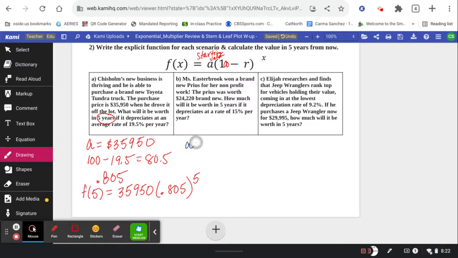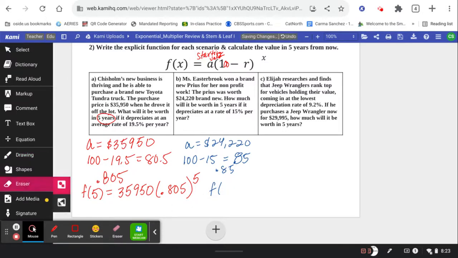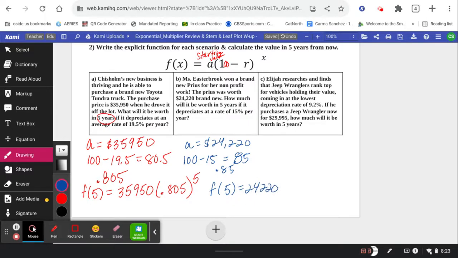Same thing on the next one. Starting value 24,220 for the Prius that Miss Easterbrook won for free. Her depreciation is 15%. So that's going to be an 85 or 0.85 multiplier. Put that into a calculator. And what's it going to be worth in 5 years? So you're plugging in 5, 24,220 times the multiplier of 0.85 to the power of 5. See what you get when you plug that in.